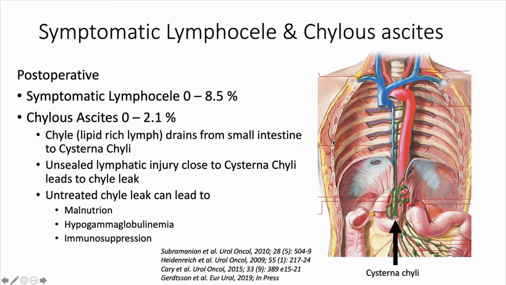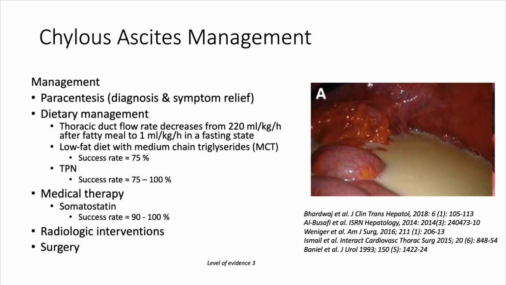Now, if a significant chyle leak is left untreated, it can eventually lead to malnutrition, hypogammaglobulinemia, and immunosuppression, which down the road can cause peritonitis and sepsis. So how do we manage chylous ascites? The way we treat chyle leak, or the experience we have with it, is from a retrospective series on various different major abdominal and thoracic operations.